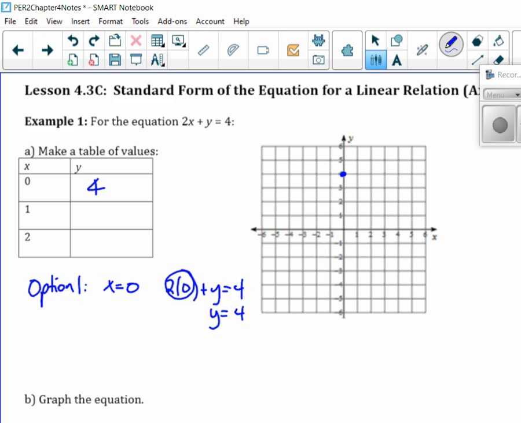Then you do it again. X equals 1. So 2 times 1 plus y equals 4. So you get 2 plus y equals 4. And if I want to solve for y, I need to get rid of that 2. So then I subtract 2, and I get y equals 2. And then I plot 1, 2.